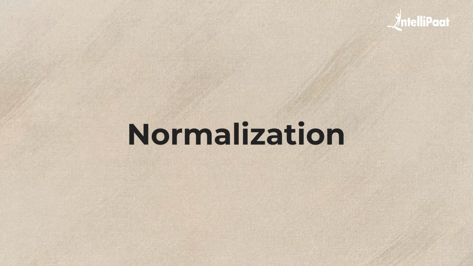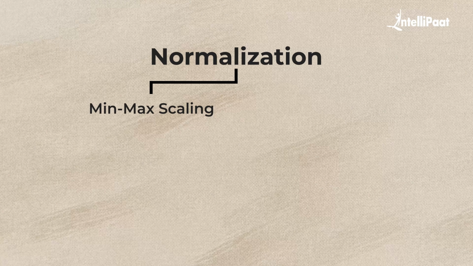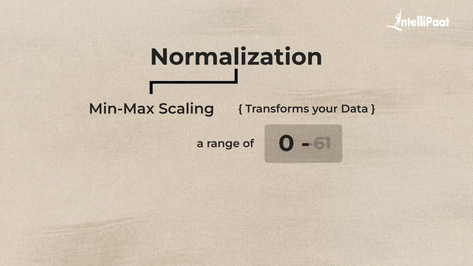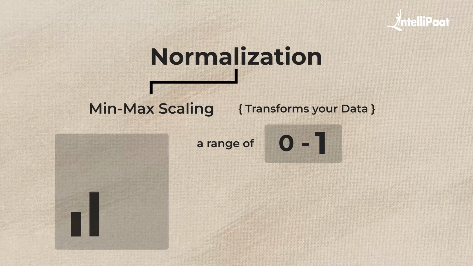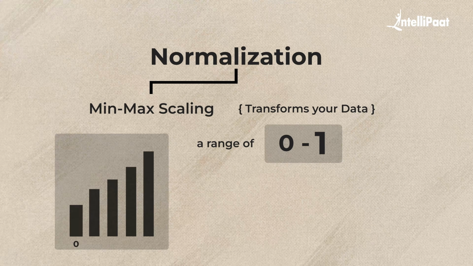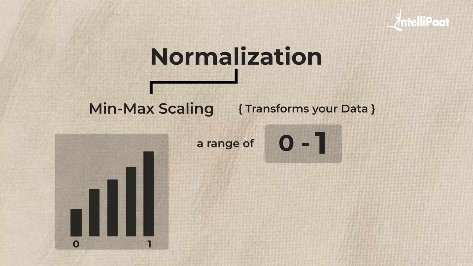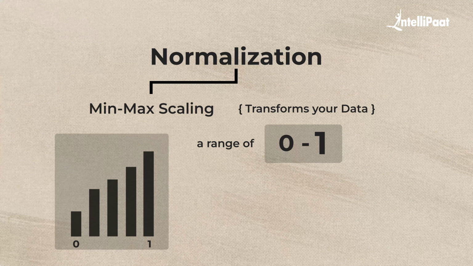Let's break it down, starting with normalization, which is also known as min-max scaling. This method transforms your data to fit within a range of 0 to 1. Imagine lining up all your data points. The smallest one will be at 0, the largest one at 1, and everything else will fall somewhere in between.